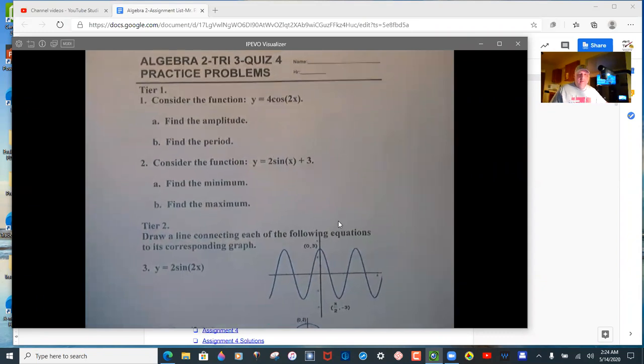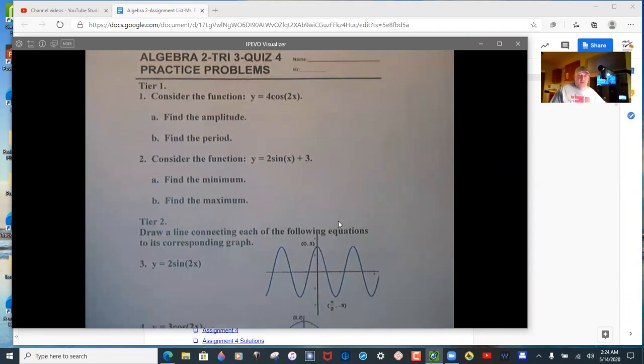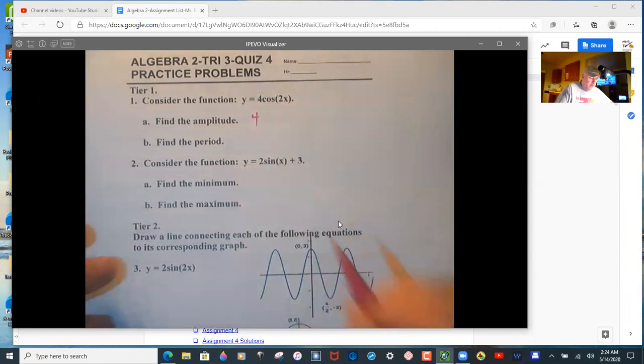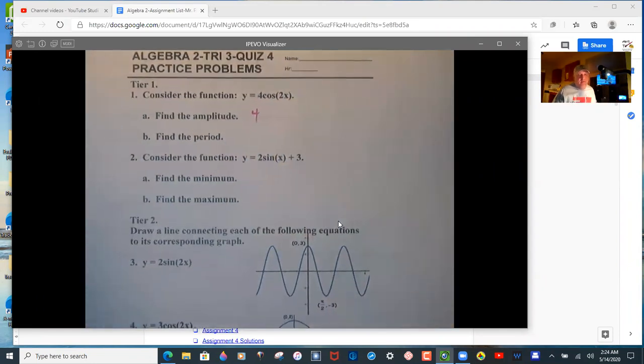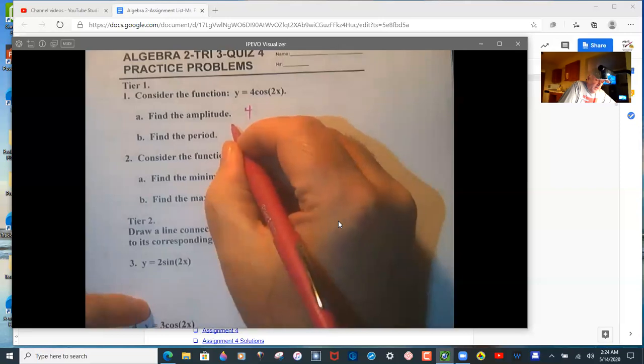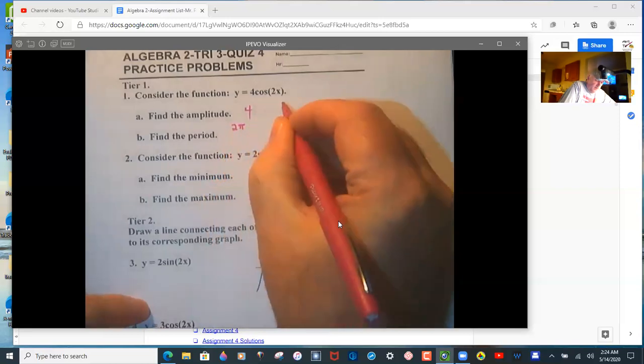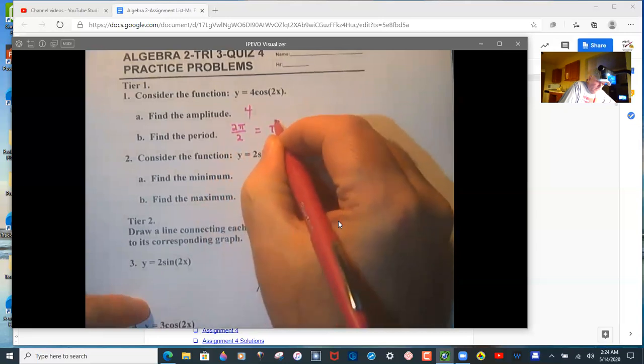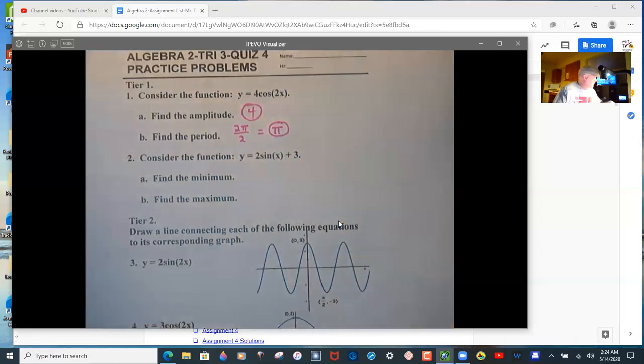Questions 1 and 2 involve answering questions about a cosine and sine function. The amplitude is always the absolute value of the value that's multiplied in front. So if that was a -4, you would make it +4. The period is 2 pi over the absolute value of b, which is 2. So the period is pi.